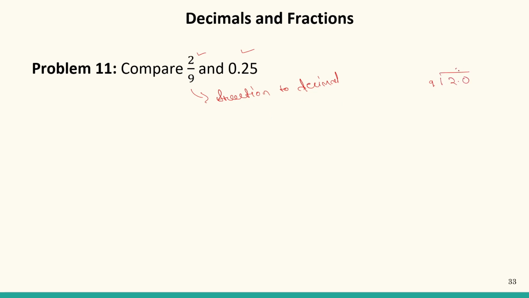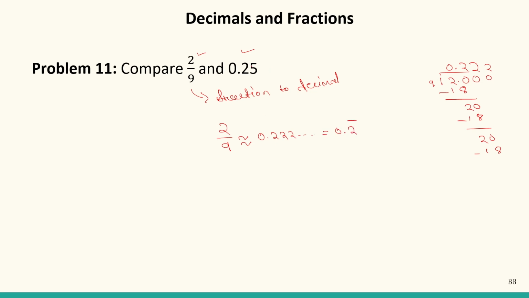Okay, so 9 into 2 is 0, then 20, and 9 into 2 is 18, minus, so this is 2, then 0 again. Okay, again 2 and then again another 0. So what we can see here is a pattern down here. 0.222222. So 2/9 is nothing but 0.222 and so on. That can be written as 0.2 bar.